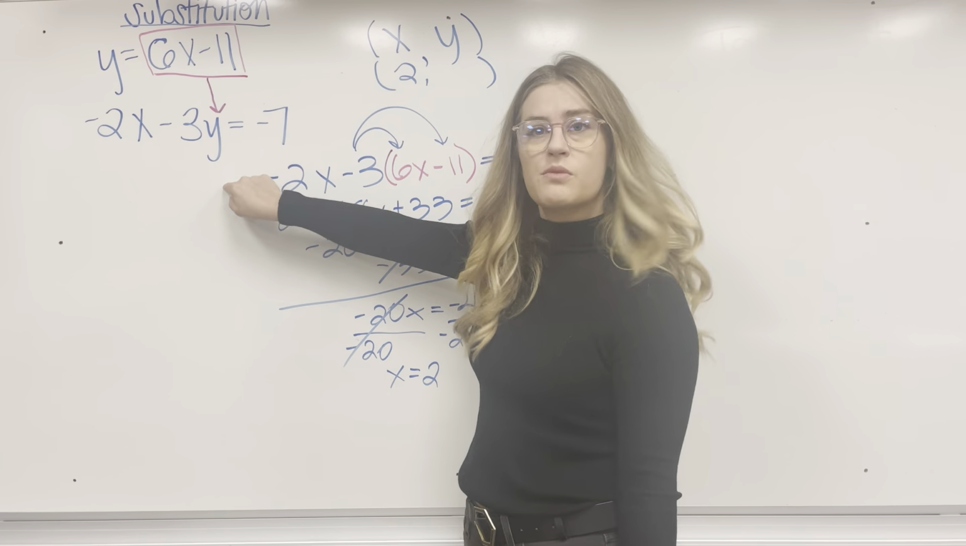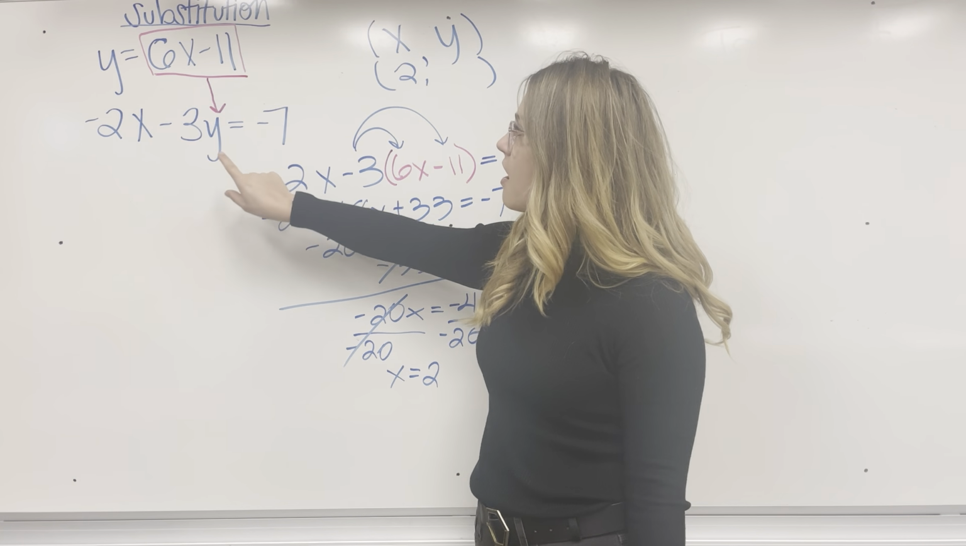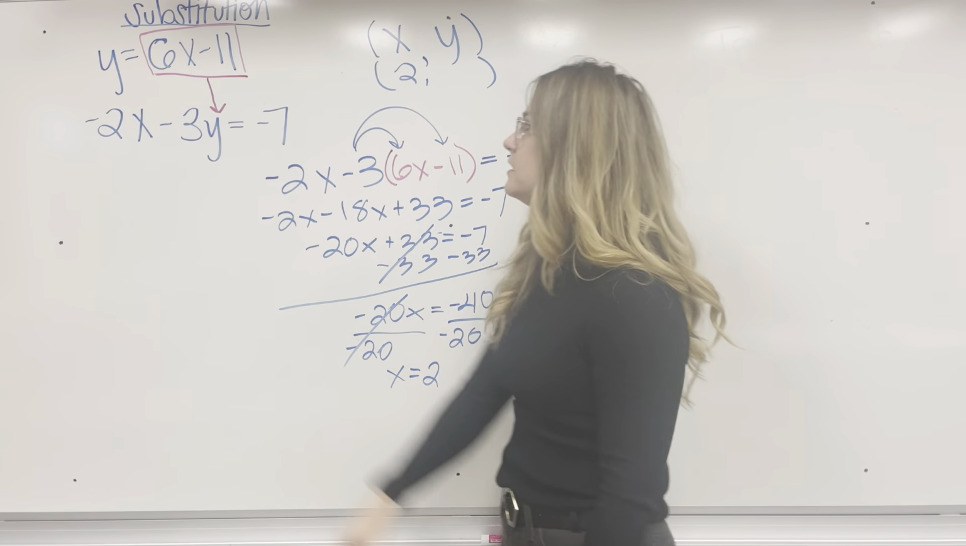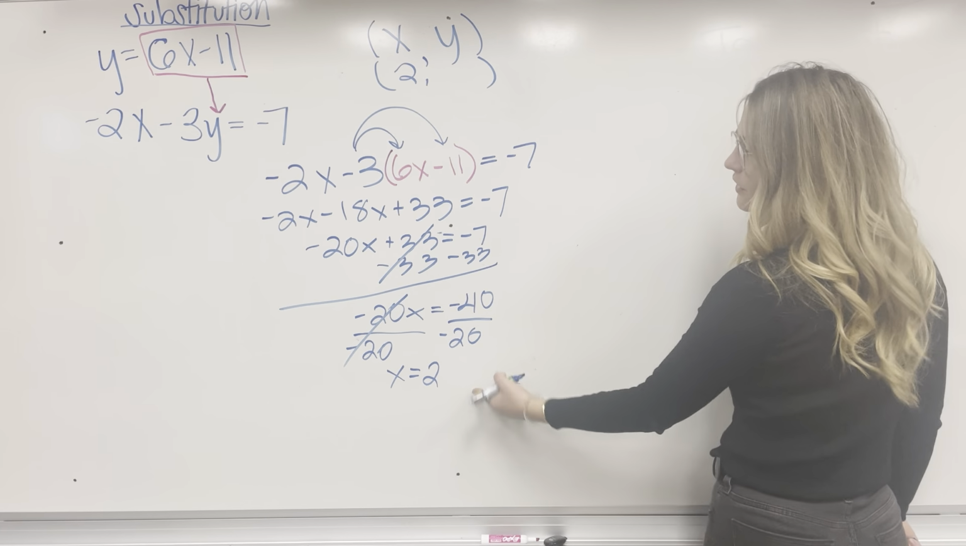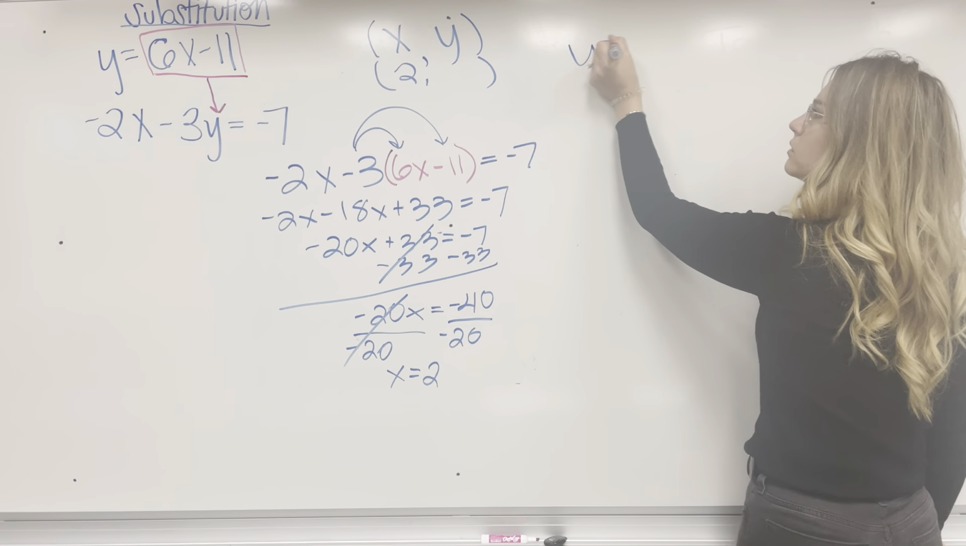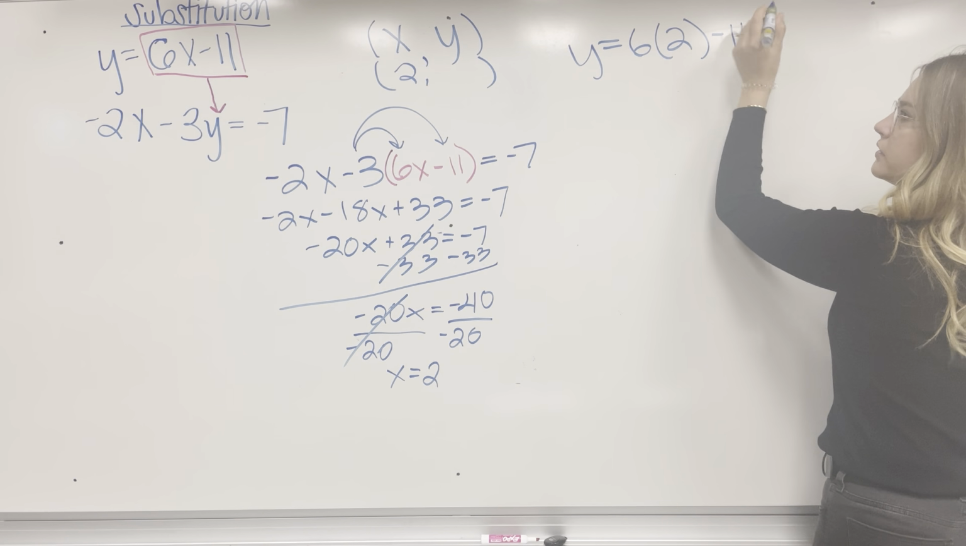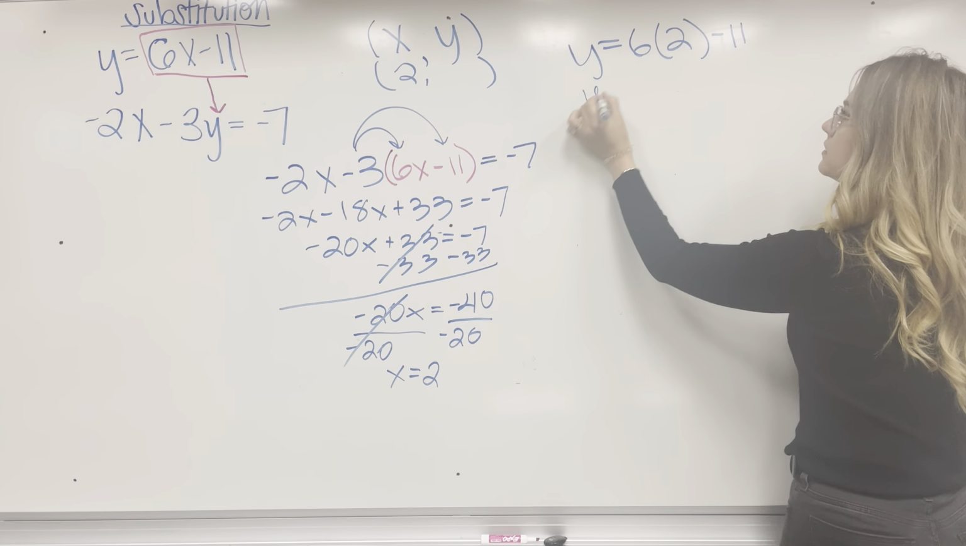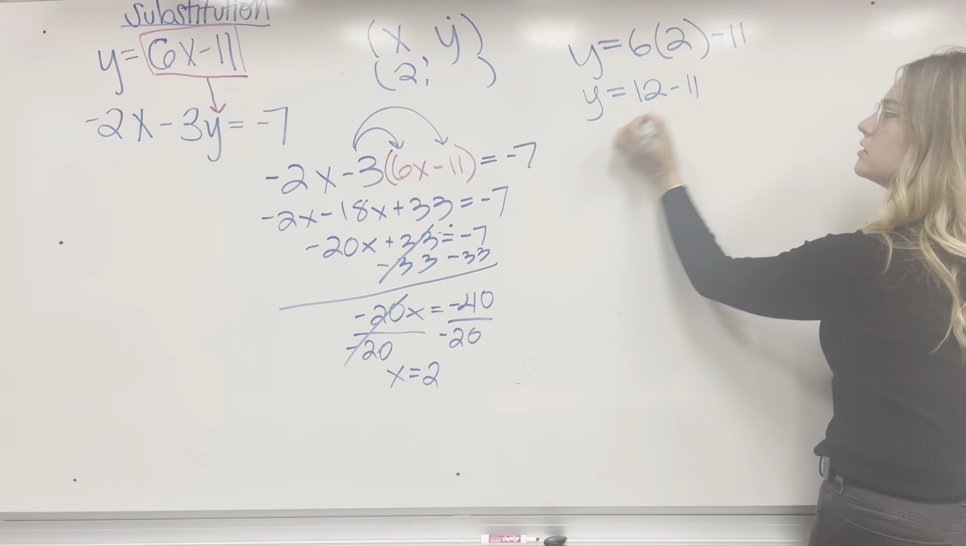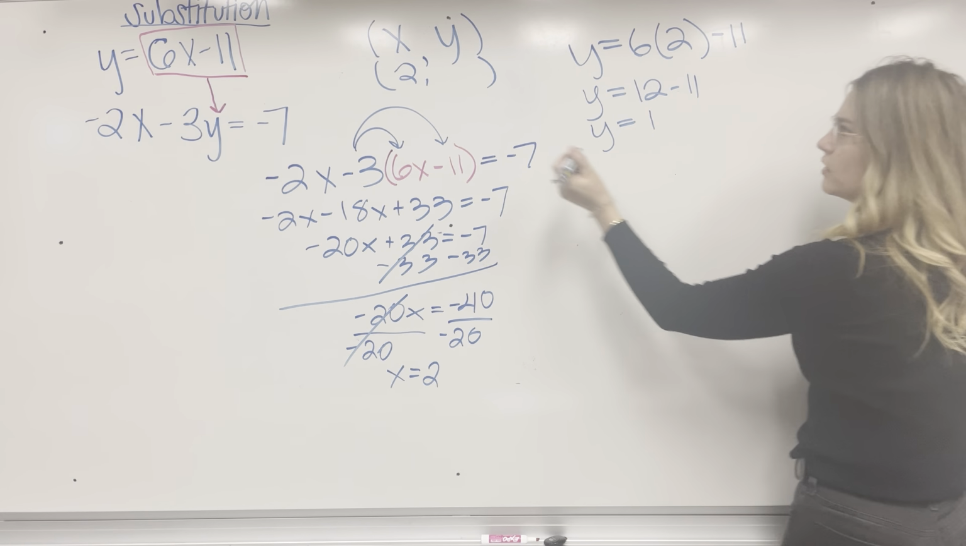We don't have to do a bunch of monkey business to find y. Here, it'll automatically equal it. So instead of x, we're going to write 2. y equals 6 times 2 minus 11, which gives us 12 minus 11, so y equals 1.